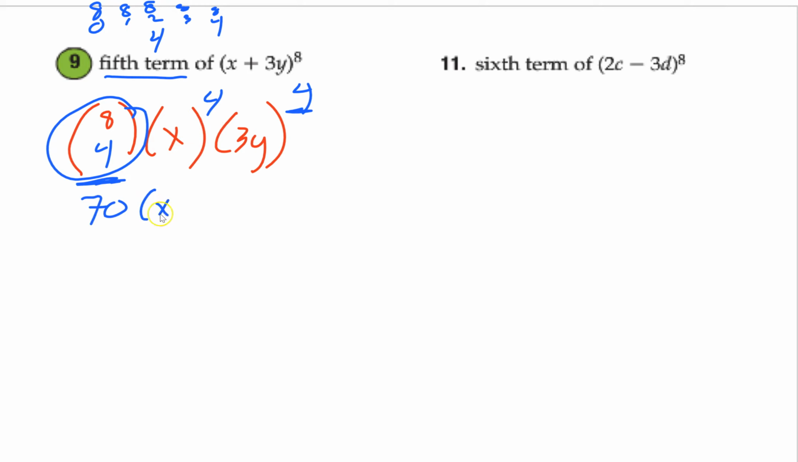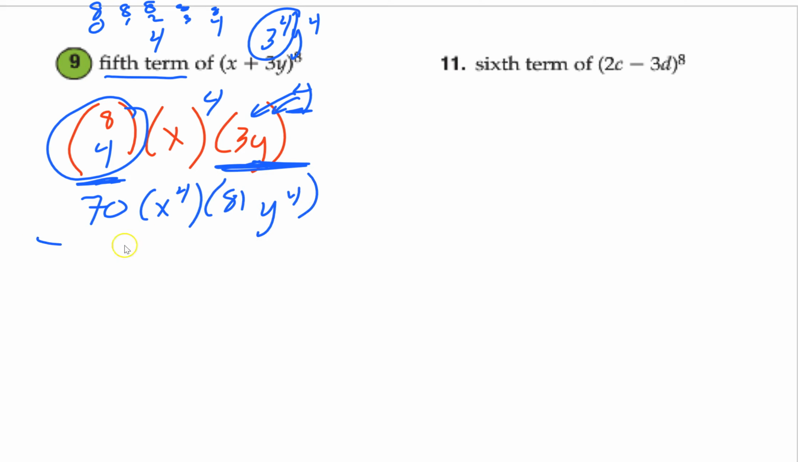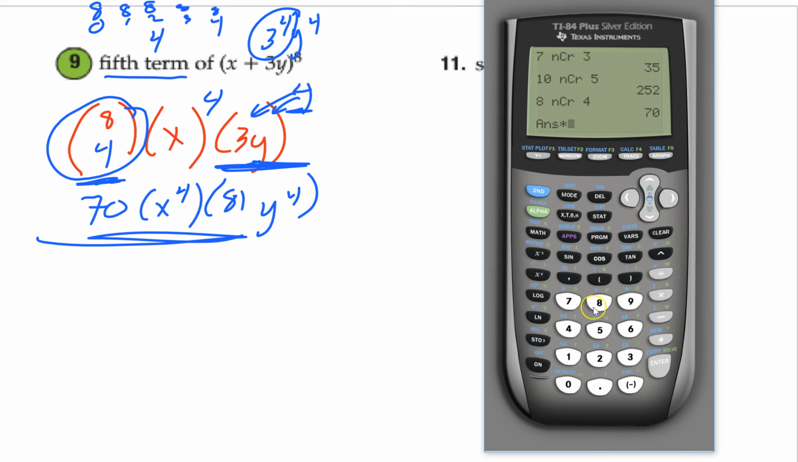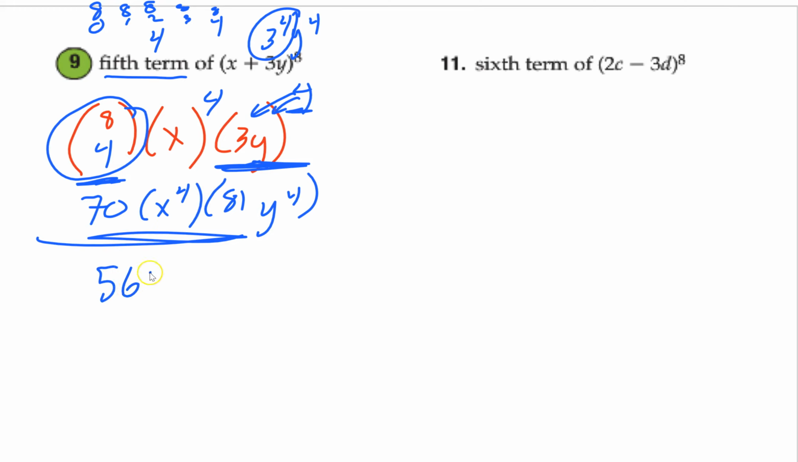X to the 4th is just X to the 4th. And again, watch out right here. That 4 goes with both of them. You notice it's not a plus sign. When it's being multiplied, that goes to both of them. So it's like 3y times 3y times 3y. 3 to the 4th, y to the 4th. That's 81 y to the 4th. These are all being multiplied. So if you're not sure, use your calculator. Times that by 81. 5670 x to the 4th y to the 4th. Right, again, that's the idea.